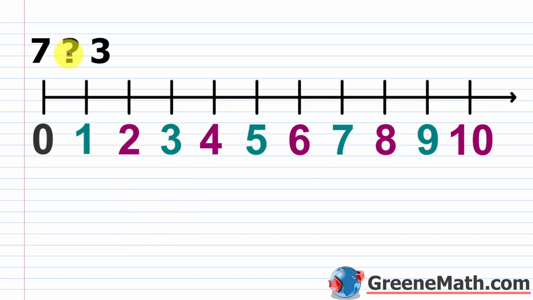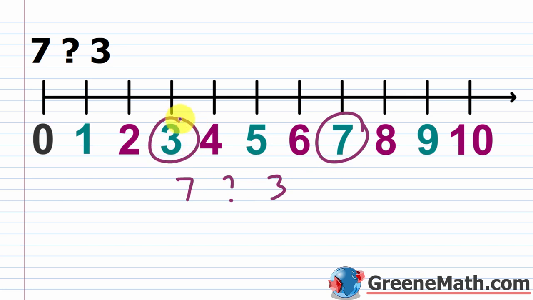What about 7 question mark 3? Here's 7. Here's 3. 7 lies to the right of 3 on the number line. So it's a bigger number. So you want to use a greater than there. Again, the symbol always points to the smaller number. So the symbol would point to 3. If you had gotten 3 question mark 7, well, now you want to use your less than symbol to say 3 is less than 7. Symbol always points to the smaller number.